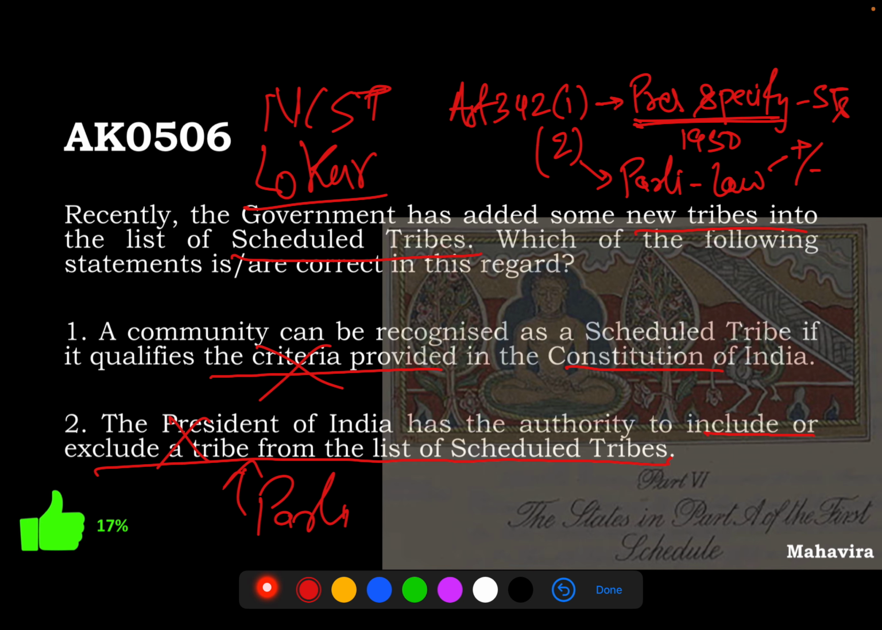And as you can see, very interestingly, out of nearly 10,000 people who have attempted this question on the Telegram channel alone, hardly 17% could get it right. So you may like to improve your understanding there.